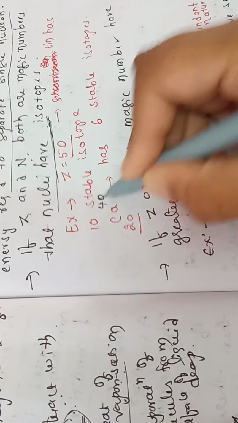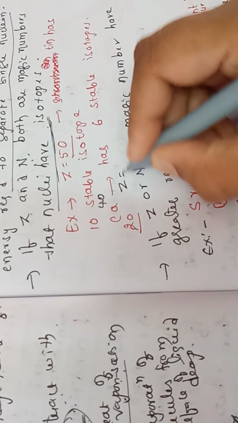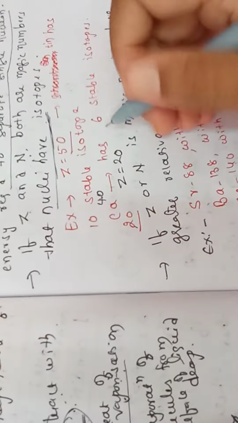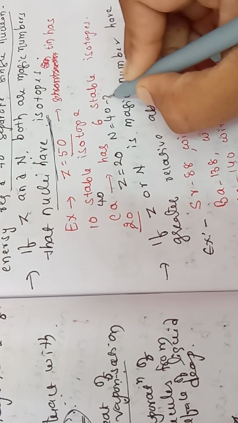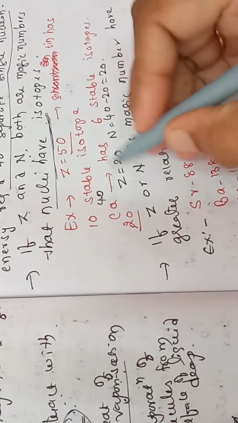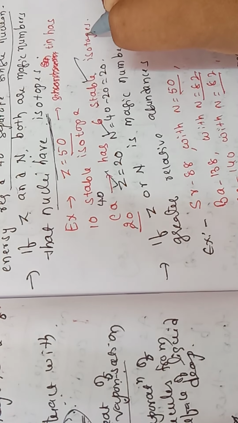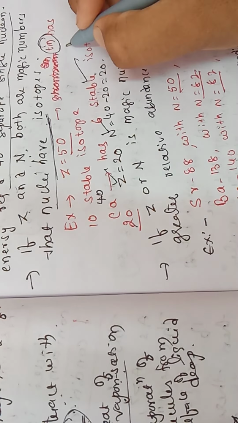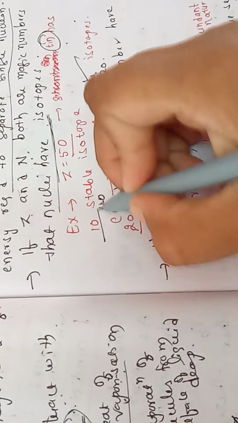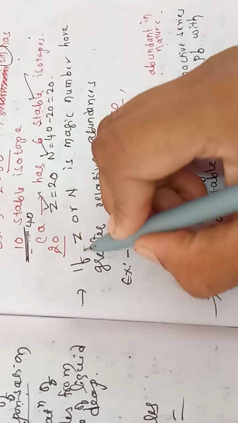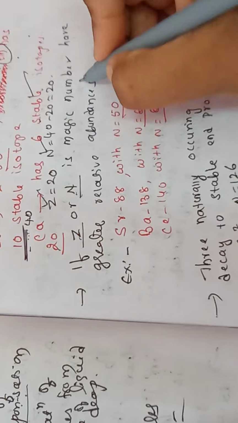For example, if we take calcium-40, the atomic number is 20, which is a magic number, and the number of neutrons is 40 minus 20, that is 20. So Z is a magic number, N is a magic number, and it has nearly 6 stable isotopes. And for tin also, Z is a magic number, it has nearly 10 stable isotopes. Right? Now next, in some cases, either Z or N, anyone will be a magic number.